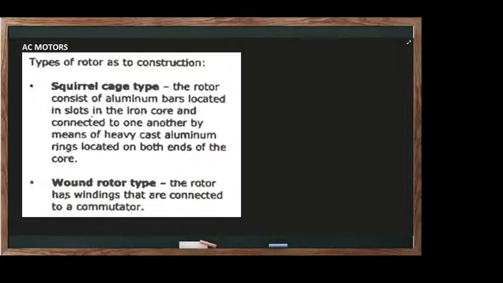Type na motor. Pag wound rotor naman, no? So, the rotor has windings that are connected to a commutator. So, yung ating motor, yung kanyang rotor, meron siyang windings na naka-connect directly to a commutator, no?